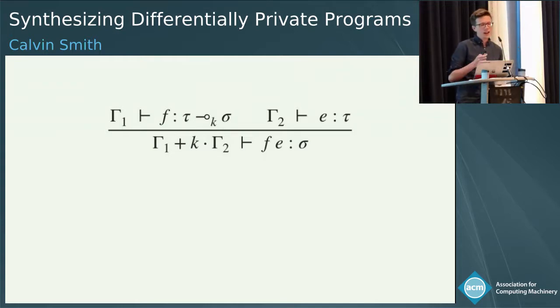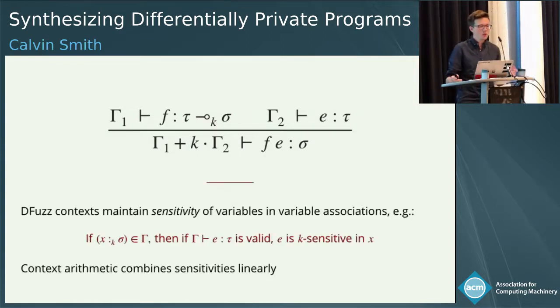But the problem is f is k-sensitive, and e contains some uses of variables. So as we apply f to e, those uses of the variables are sort of going to be magnified by the sensitivity of k. So really, in the consequent, we need to be taking this linear combination of typing contexts. And the reason is because these DFuzz contexts maintain the sensitivity of variables inside their variable associations. So instead of just mapping x to sigma, we're going to be mapping x to sigma with sensitivity k. So if that variable association is actually used in a valid typing judgment, really it says that the expression that's being typed must be k-sensitive in x. Because of this, this context arithmetic effectively just takes all the variables and combines their sensitivities linearly.